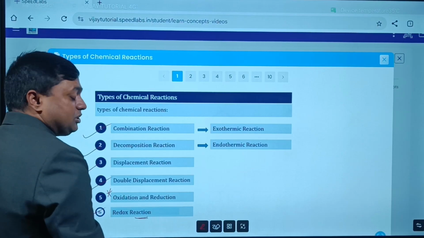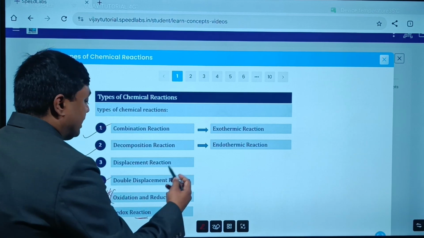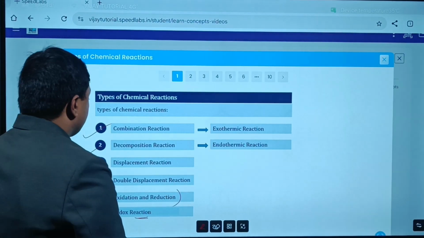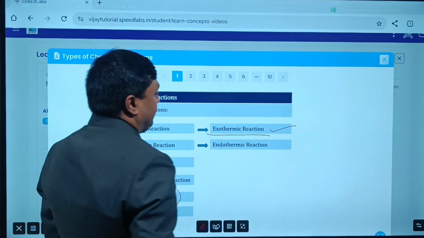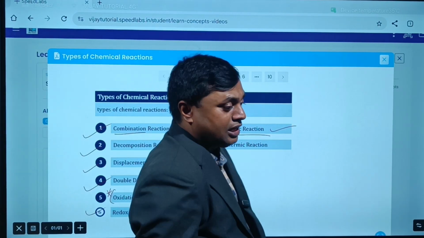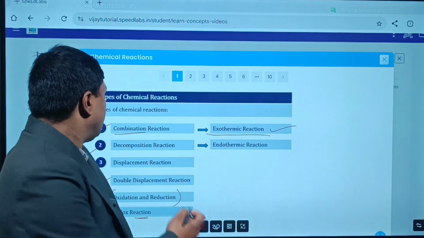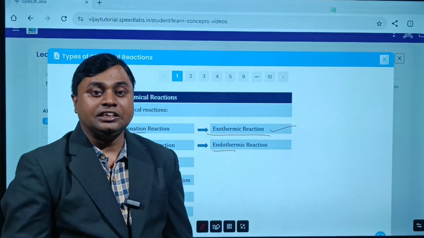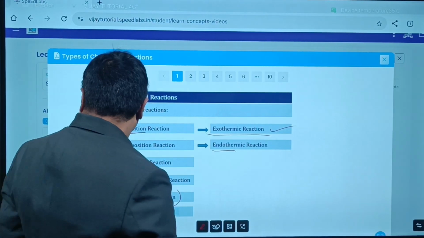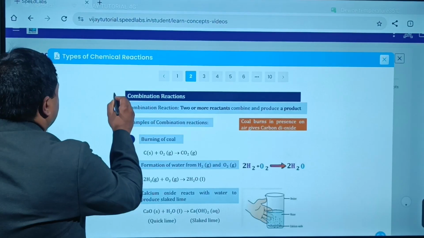To understand the redox reaction, we need to understand oxidation and reduction also. So let's start. Combination reactions are generally exothermic reactions, the reactions in which energy is released, whereas decomposition reactions are endothermic reactions, the reactions in which energy is absorbed. Now we will discuss one by one. First one, combination reaction.